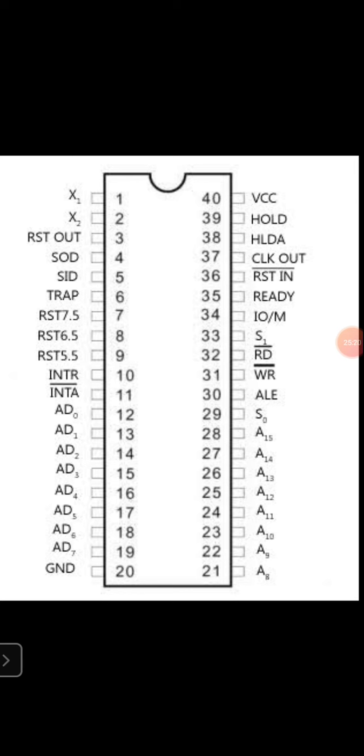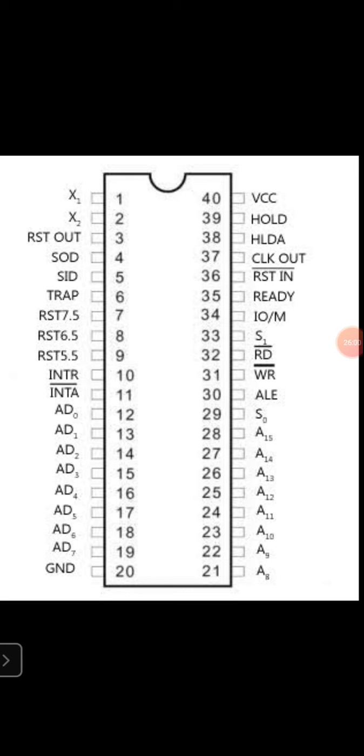And next, which pin? ALE, address latch enable. It is different from ALP, assembly language program. ALP means assembly language program, the language we use in the microprocessor, with simple instructions like move A comma B, add A comma B. But ALE is the address latch enable.